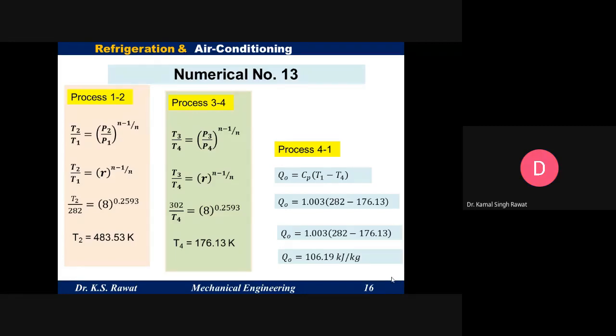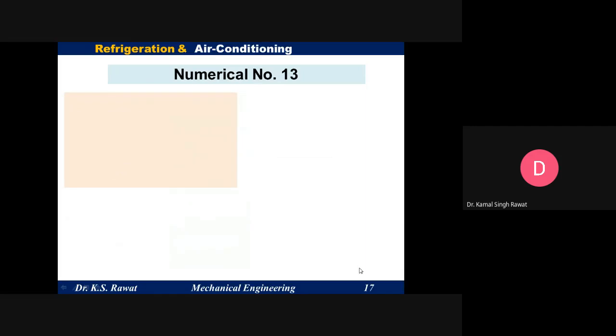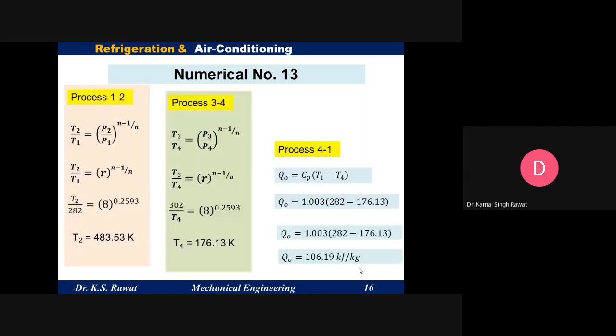106.19 kilojoule per kg. Since we are calculating for per unit mass flow rate, the unit is kilojoule per kg, or kilowatt per kg. Now, we have calculated the refrigeration effect. Now we have to calculate the WC and WT. This is very important. Now we have to calculate WC and WT.